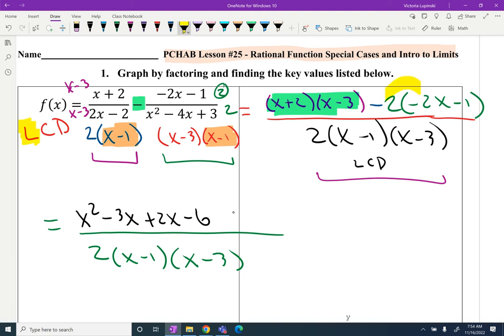Then you have to distribute this negative 2. So if you distribute the negative 2 to the negative 2x, you're going to get a plus 4x. If you distribute the negative 2 to the negative 1, you're going to get a plus 2. Again, please do not think about trying to cancel anything from the top and bottom. You cannot do that if the top is addition and subtraction and the bottom is multiplication. Not a thing.